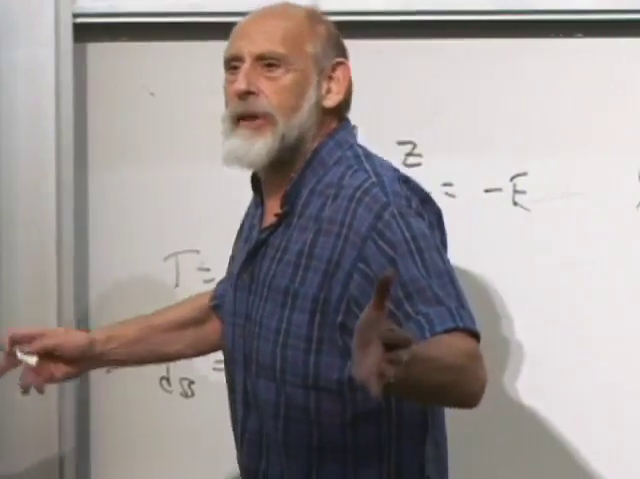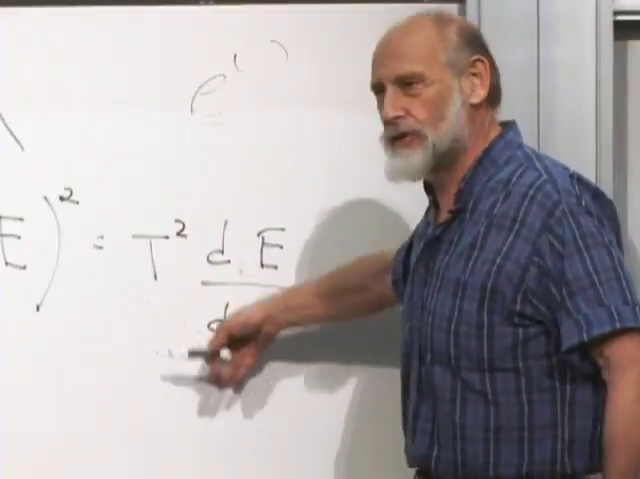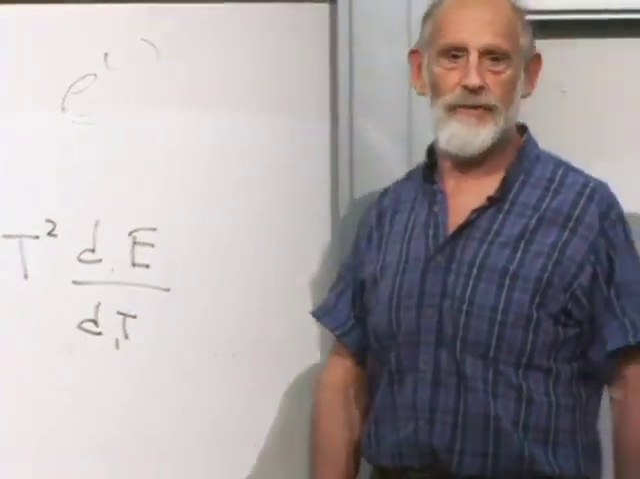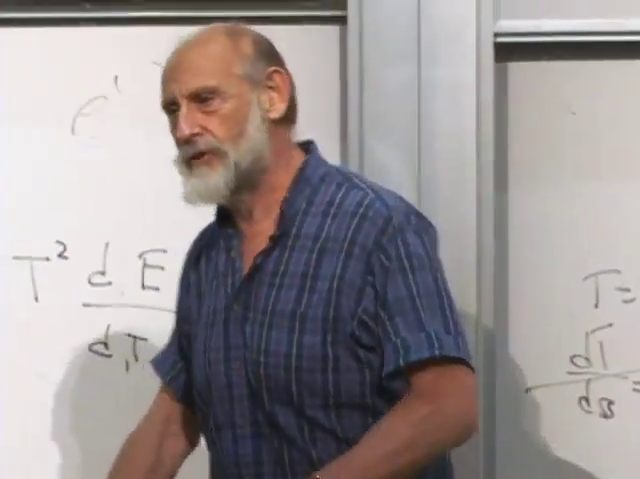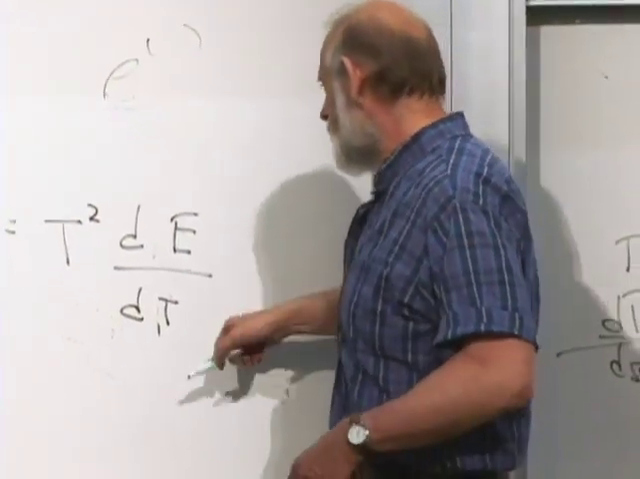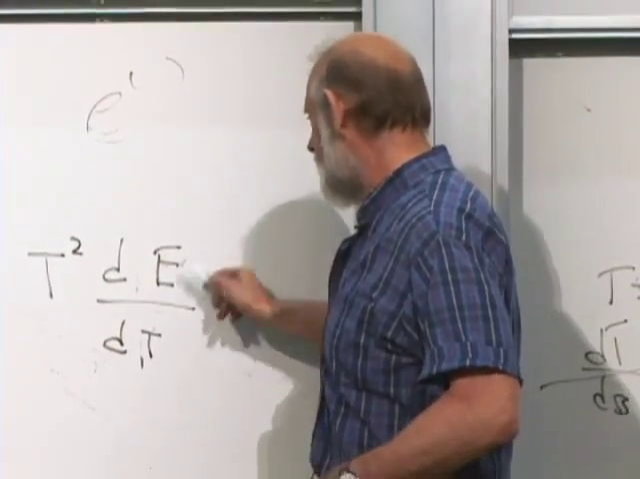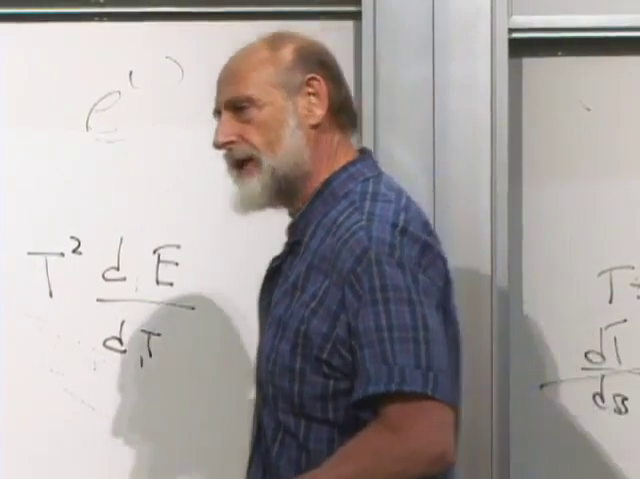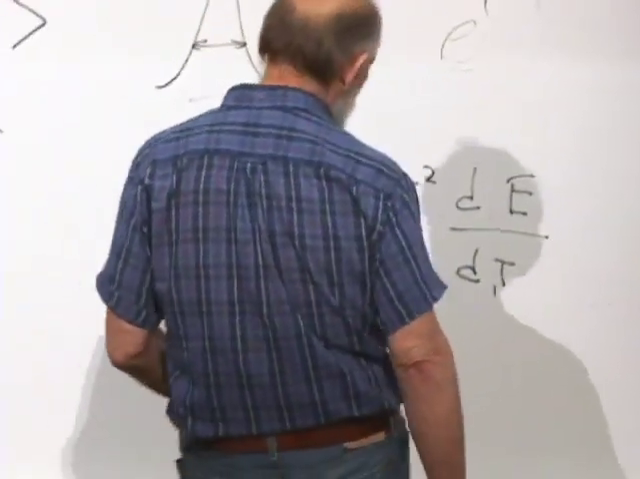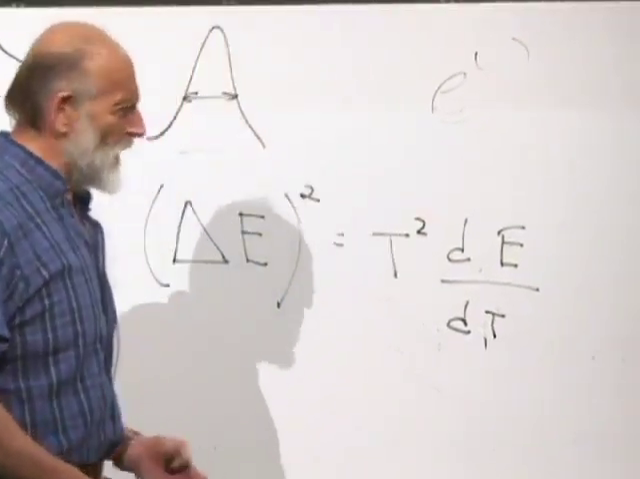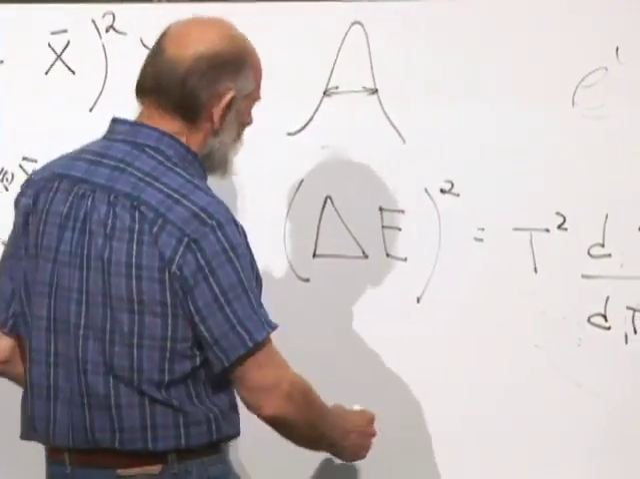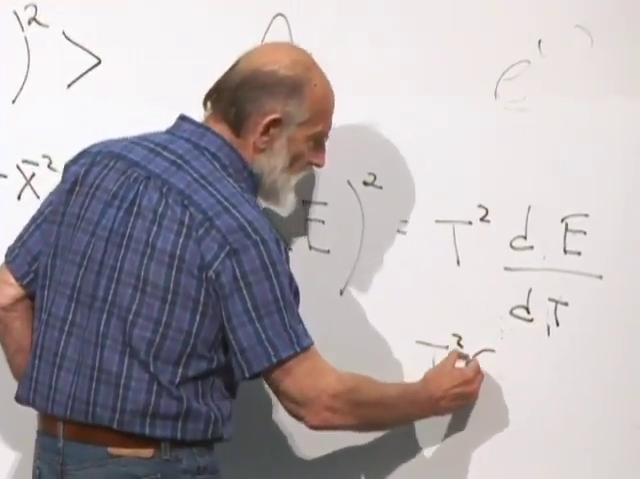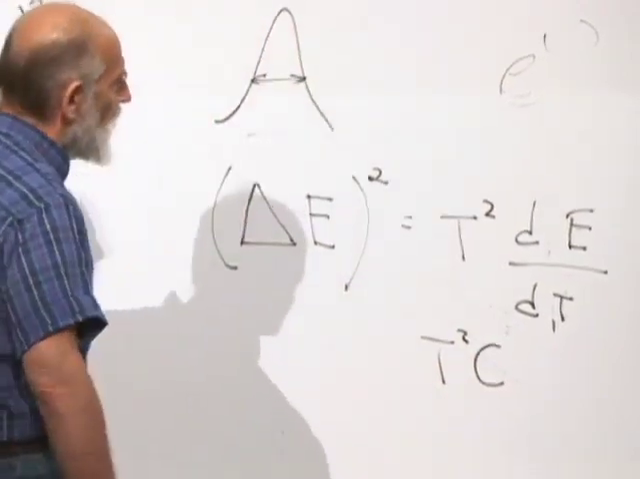If I decide I would like to use temperature instead, just for familiarity's sake, if I like temperature better than beta, which I do, I substitute for dE/dβ, and it gives me T squared times the specific heat, not the specific heat. I always say specific heat when I mean capacity. Heat capacity, T squared times the heat capacity.